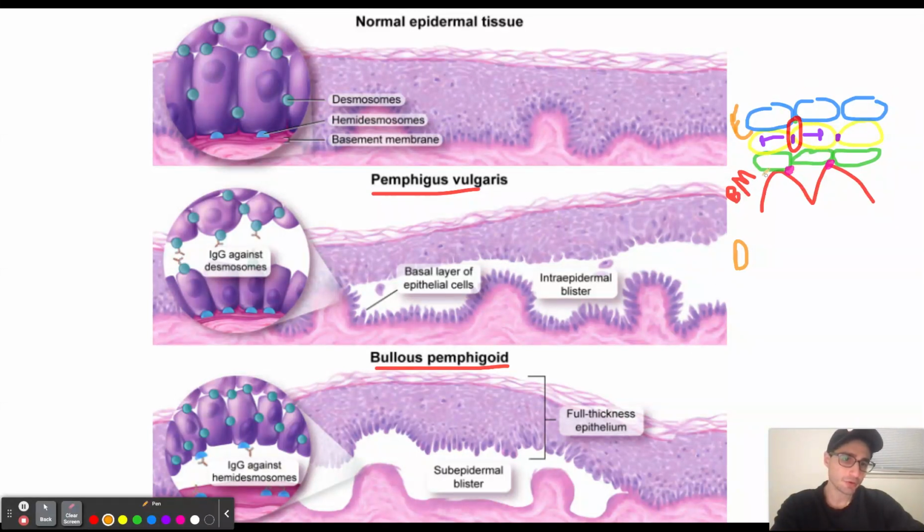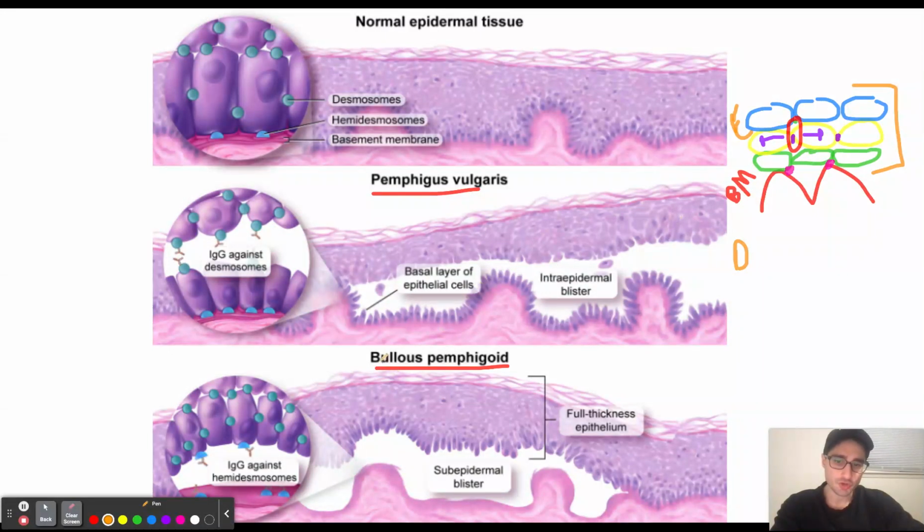Now, the blister that we're going to form here is going to be much stronger because it is going to compose all of the epidermal layer. So remember, the blister that we formed in Pemphigus vulgaris was within the epidermal layer. As a result, it thinned and weakened the epidermal layer, whereas the blister that we're forming in Bullous pemphigoid is going to compose all of the epithelial layer. It is not going to weaken it, so that is going to form a stronger blister.